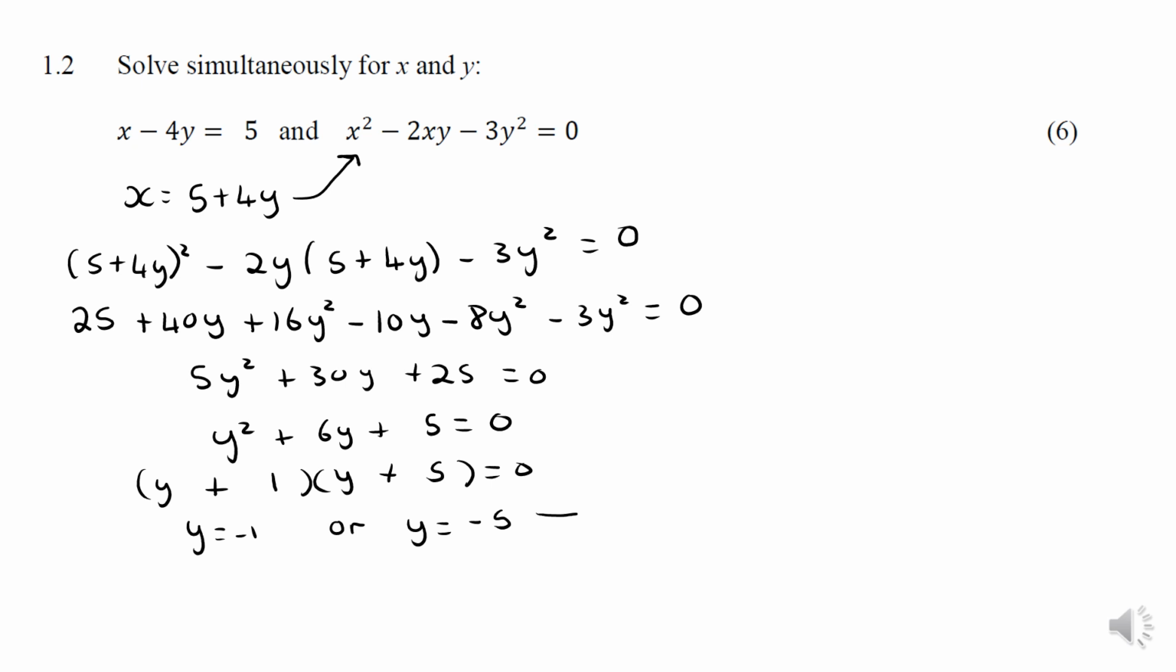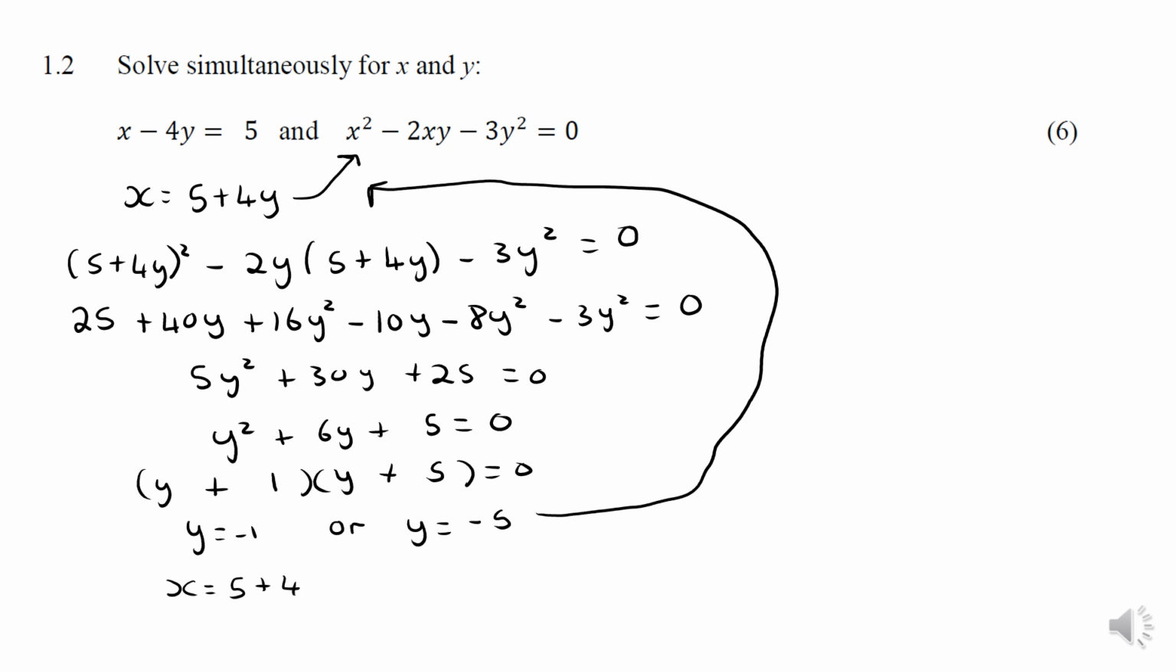From here, I'm going to take those values and plug them into that equation to get the x value. So for the first one, it would be x is equal to 5 plus 4 times negative 1, or x is equal to 5 plus 4 times negative 5. So the first answer would be x is equal to 1, or x is equal to negative 15. And that is the end of question 1.